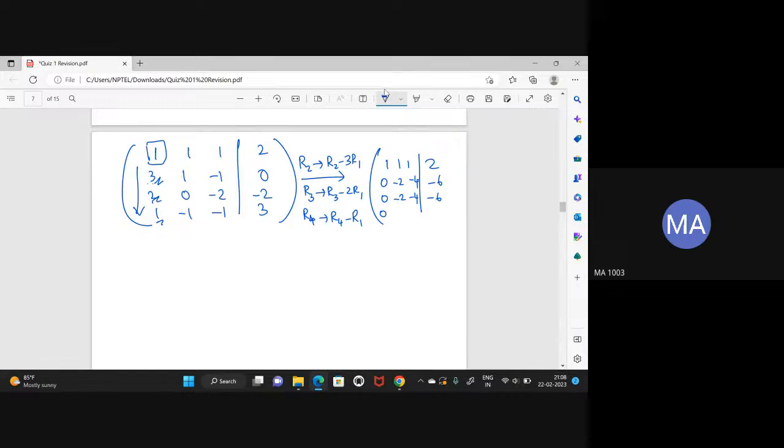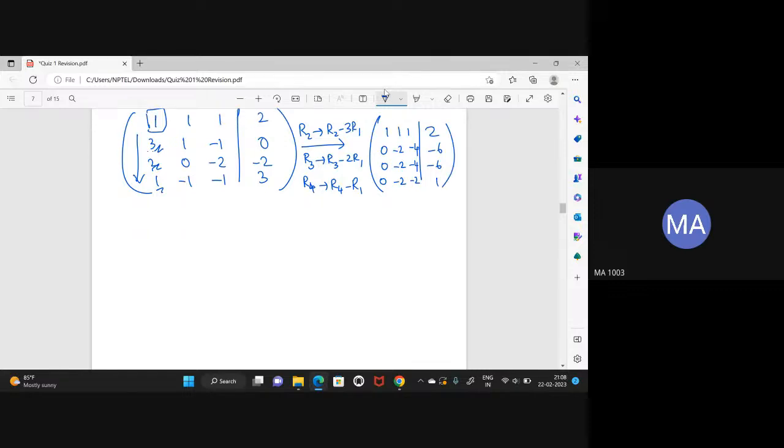1 minus 1 minus 1 minus 1 is minus 2. Minus 1 minus 1 is minus 2. 3 minus 2 is 1. So the first row is done. Go to the next row. What is the pivot in the next row? Second row?